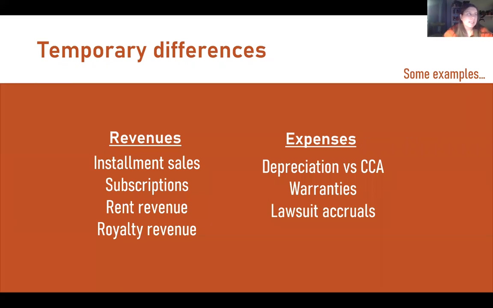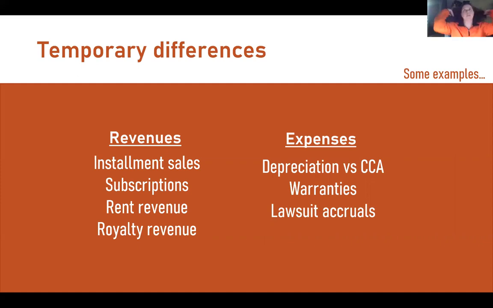For temporary differences, I put some examples here, but just know that there might be more. It depends on your problem. So the more problems that you do, the more you're going to see the different types of temporary differences. For revenues, some examples are installment sales, where you're going to recognize your sale.